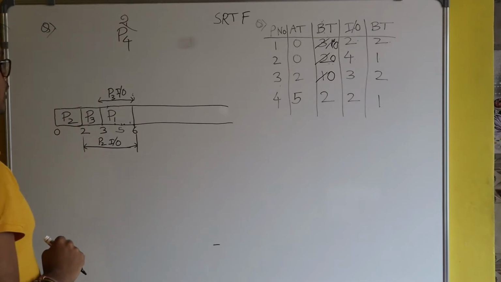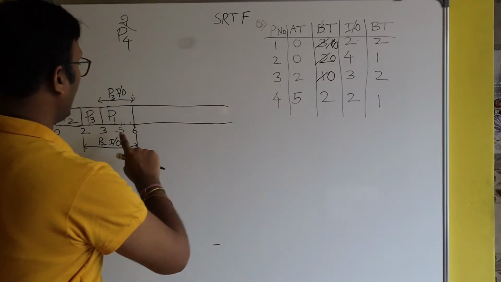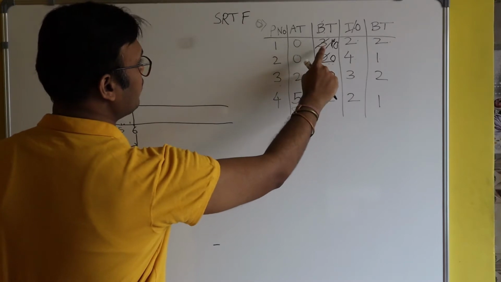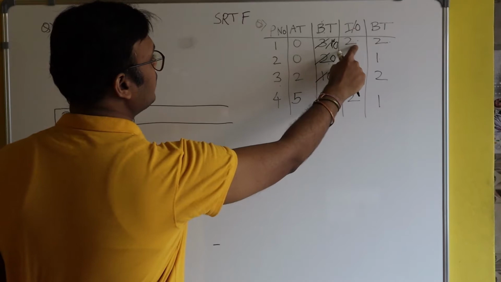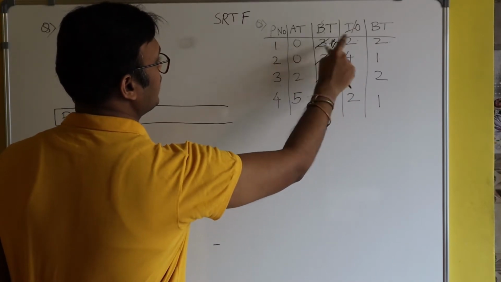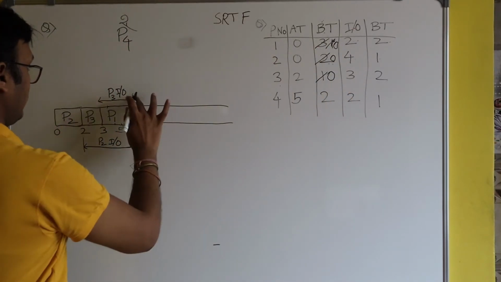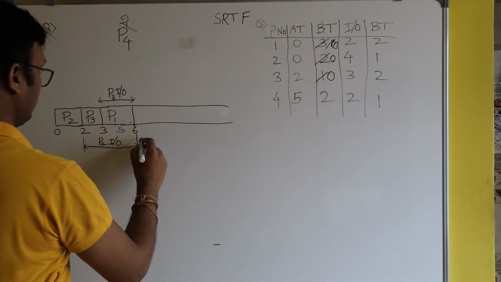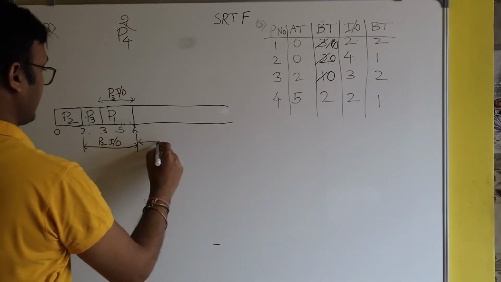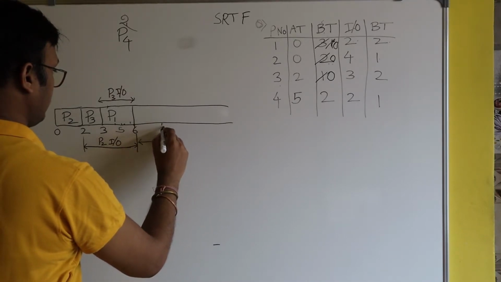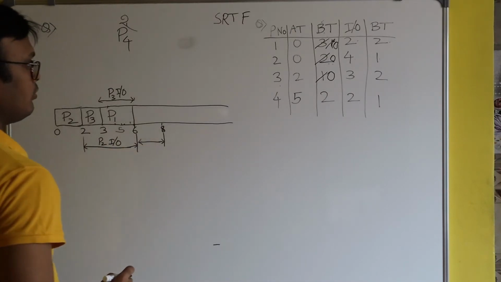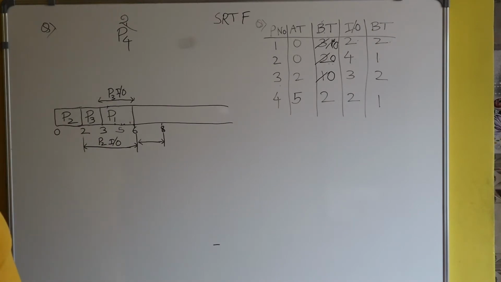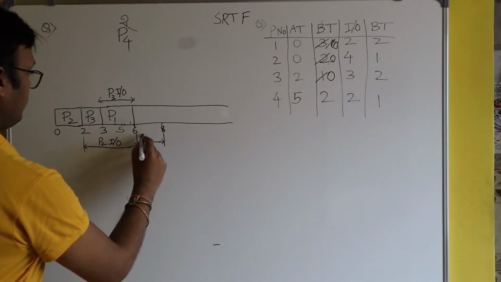Okay. And moreover, after the completion of its first burst time, process P1 will be busy with its IO for 2 seconds. So here process P1 will be busy with IO from 6 to 8 seconds. So here I write 8. Fine. Now you see, here I write P1 IO.